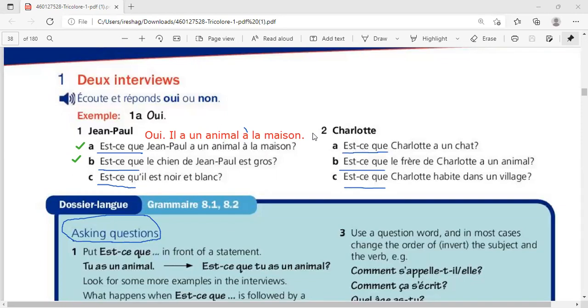Excuse me, teacher, can you tell me the meaning of the second question? I didn't tell it yet. Has everybody completed writing down the second question? I assume yes. Est-ce que le chien de Jean-Paul est gros? Does the dog of Jean-Paul is fat?